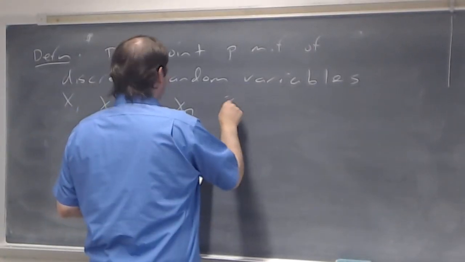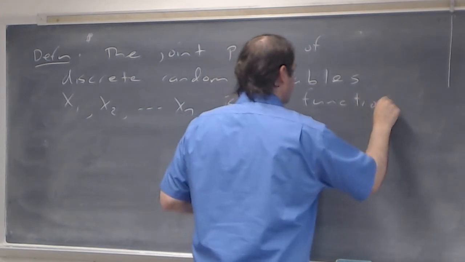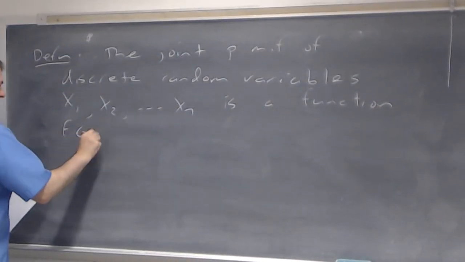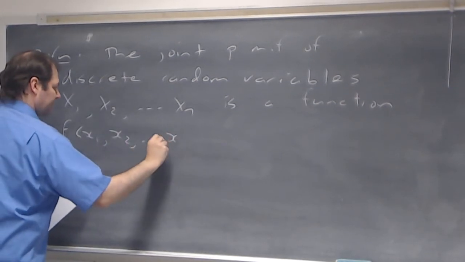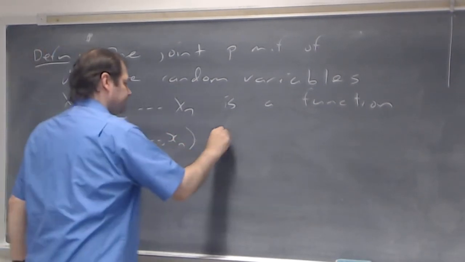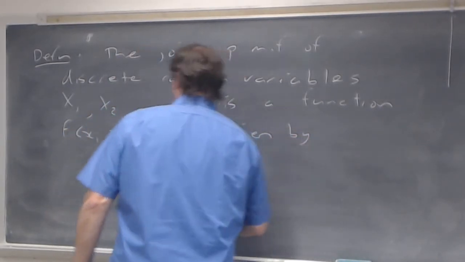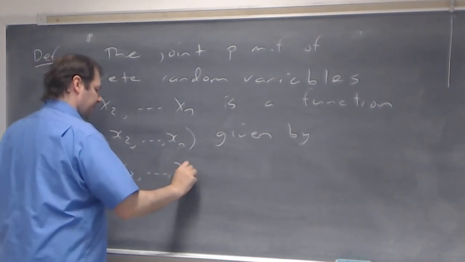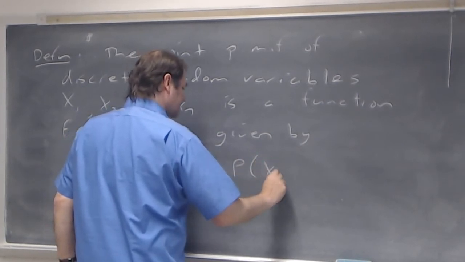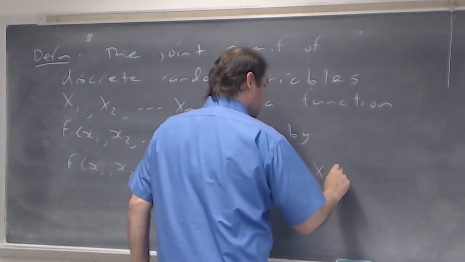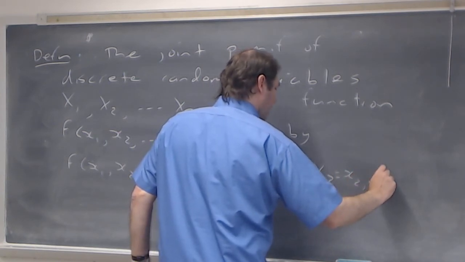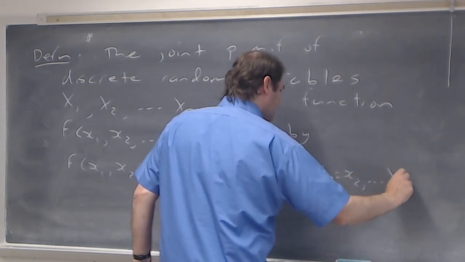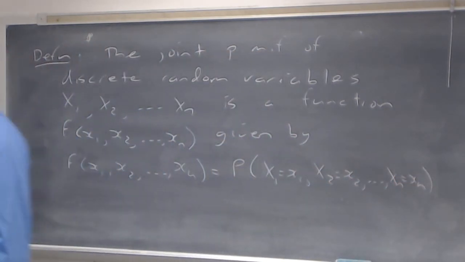Well, it is a function acting on n variables, so it's f of x of 1, x of 2, all the way up to x of n, given by f of x of 1, x of 2, all the way up to x of n equals the probability that X of 1 is equal to little x of 1, and X of 2 is equal to little x of 2, and so forth, all the way up to big X of n is equal to x of n. Just as we would expect. This is nothing more than an extension of the joint PMF between 2 random variables.